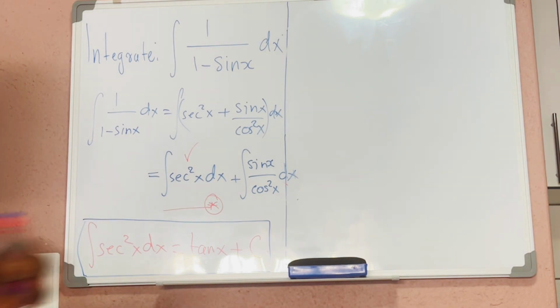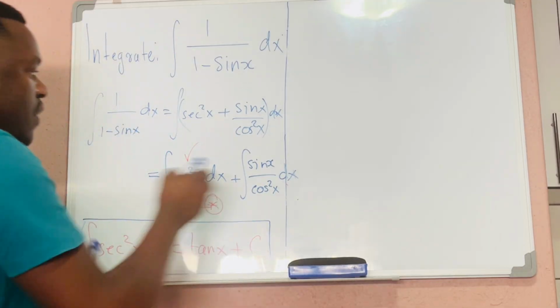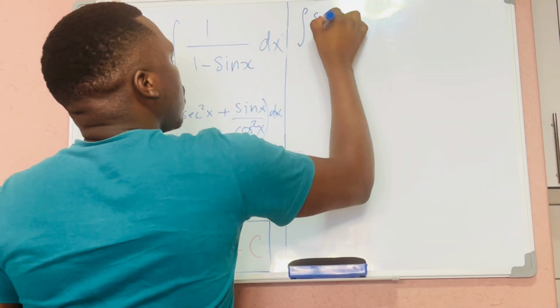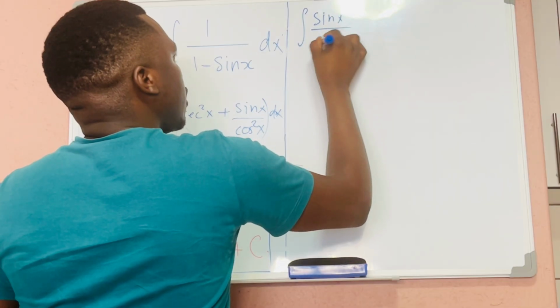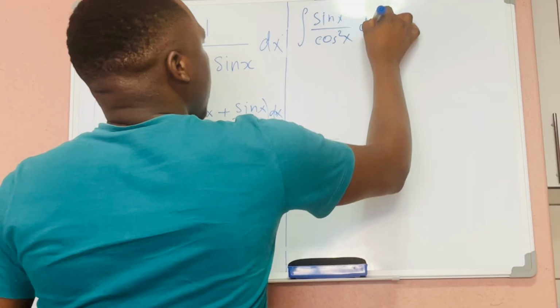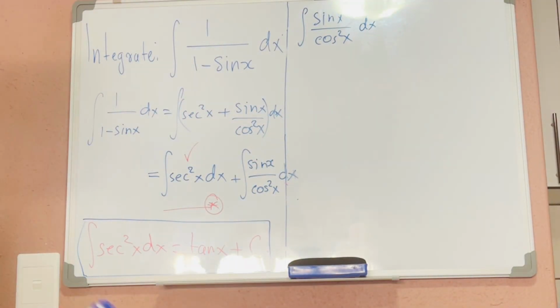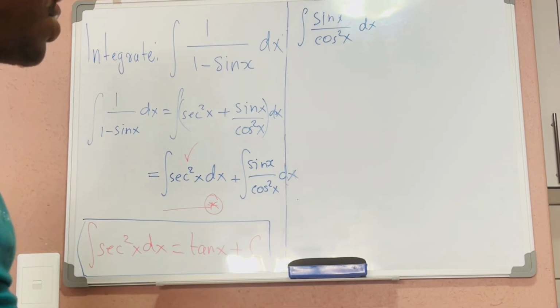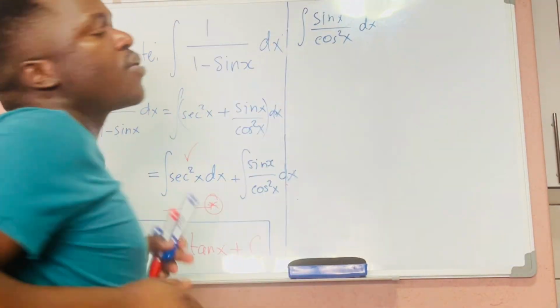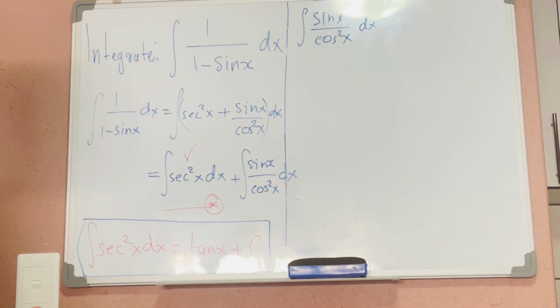And we then try to work out the second part. So if we look into the second part, we have the integral of sine x divided by cos squared of x, and our integrating agent is the dx there. So our variable of integration is x. So how are we going to handle that?